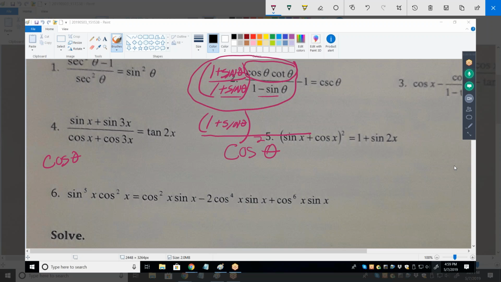Cosine theta, cotangent of theta. Well, how do I want to write cotangent of theta? As 1 over tangent. Yeah, but we're looking to turn it into sine or cosine. So what's the quotient identity? Yeah, you want to use the quotient identity. So it's cosine over sine, which is cosine squared over sine. So this is cosine squared theta over sine theta.